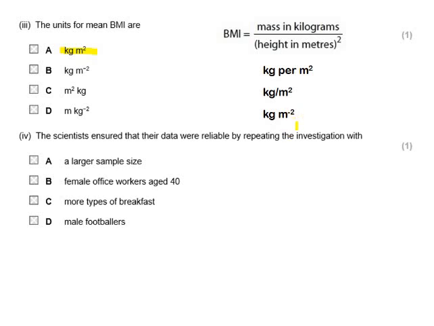It's still a squared, but it essentially means kilograms per meter squared. There's always the minus there. So the answer is actually B.